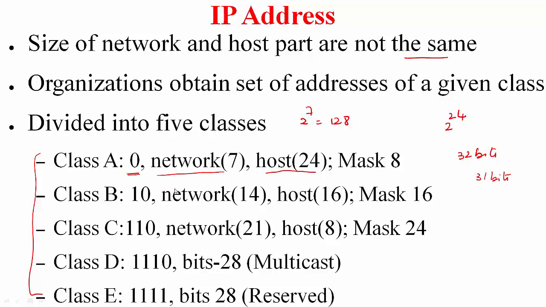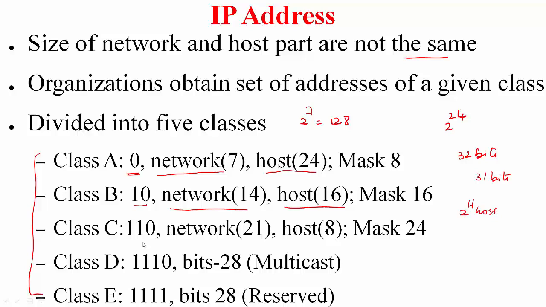Similarly, class B addresses always start with the bits 10, and again here the network portion is 14 bits and the host portion is 16 bits. So a class B address can handle 2 to the power of 16 hosts for a given network ID, and you can support 2 to the power of 14 networks as class B.